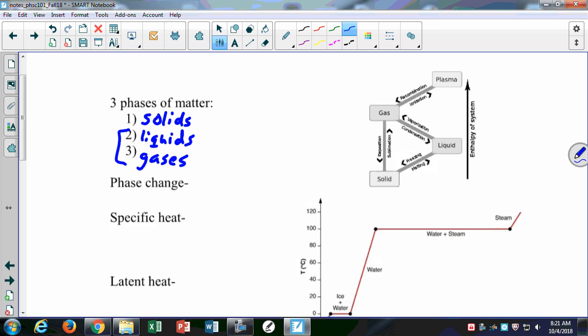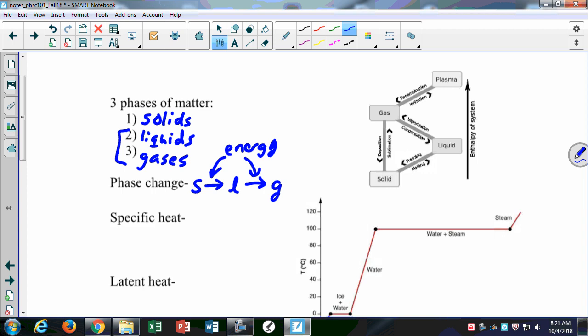When you have a phase change, you go from a solid to a liquid to a gas, and each of these requires energy to be input into the system. Or if I'm going backwards, from gas to liquid to solid, I have to take away energy, right? If I want to go from a gas to a liquid, I have to cool it down. If I want to go from a liquid to a solid, I have to cool it down even further.